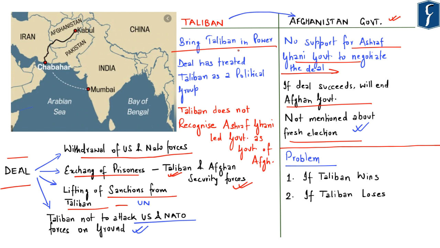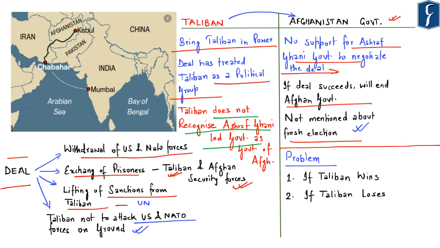Now another problematic aspect with respect to this deal is that the deal has treated Taliban as a political group, and so far India along with other countries had treated Taliban as a terrorist organization. So if Taliban comes into power in Afghanistan, then it will be a major problem for India in the entire region. Now, another problematic aspect is the fact that Taliban does not recognize Ashraf Ghani-led government in Afghanistan as government of Afghanistan. So this is another problematic area with respect to this particular deal.